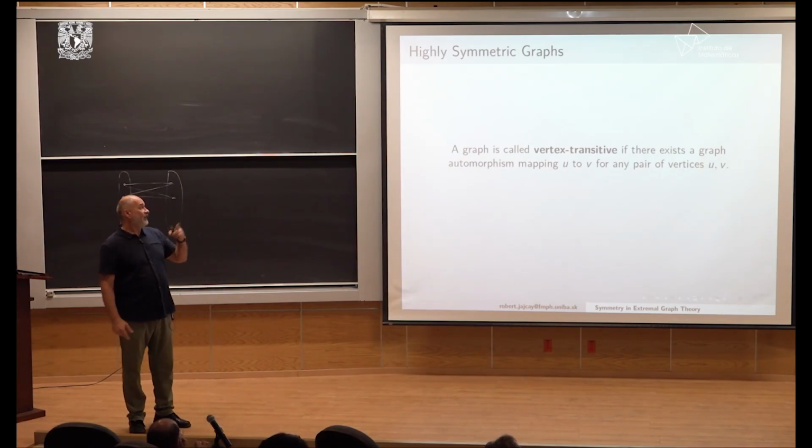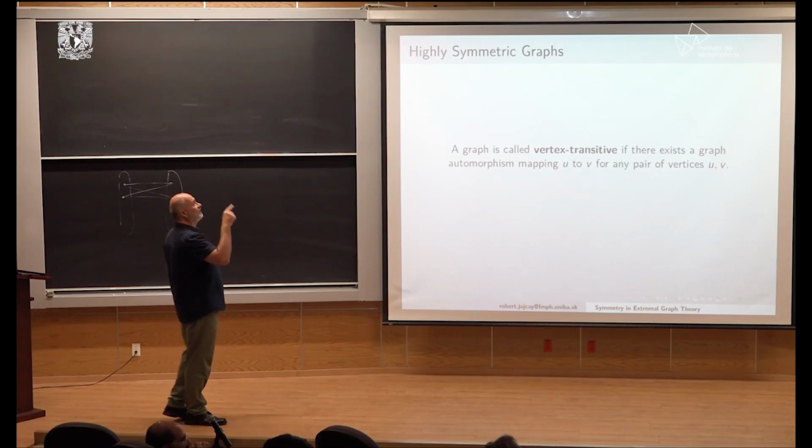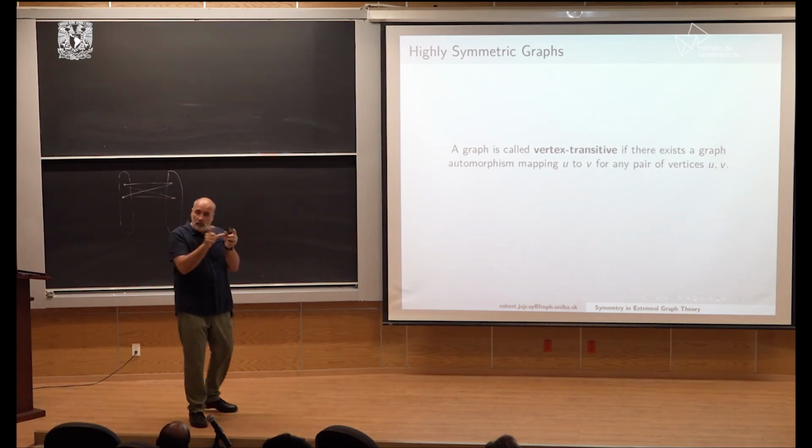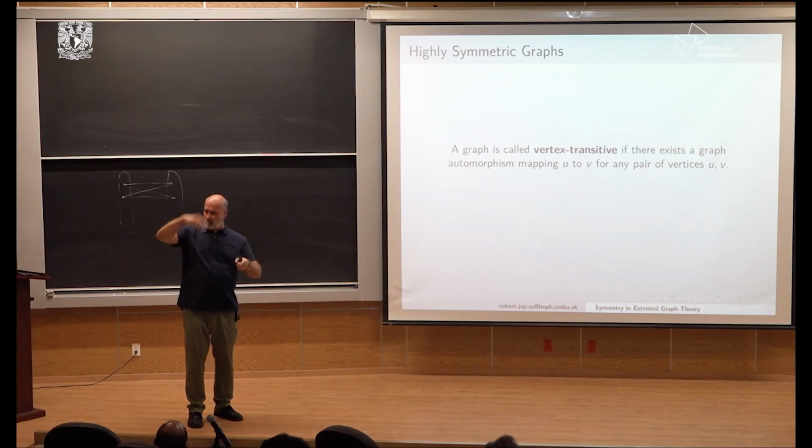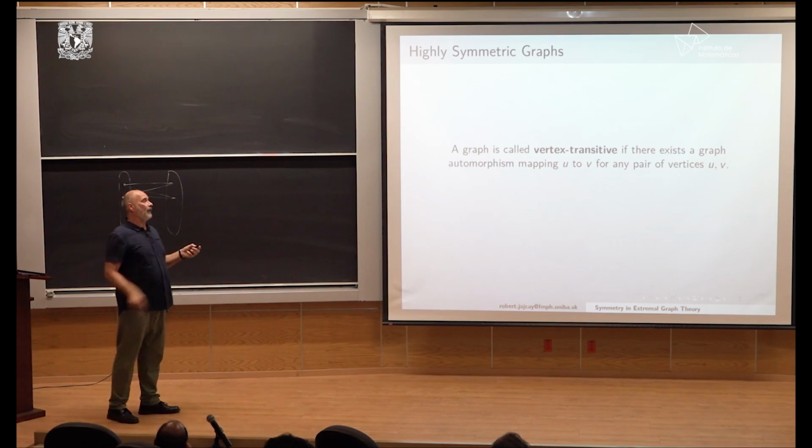I mean vertex transitive, which means that any two vertices look alike. I have an automorphism from any vertex u to any vertex v. So that means the neighborhood of u is the same as the neighborhood of v, and all the way through the whole graph. So they all look alike.